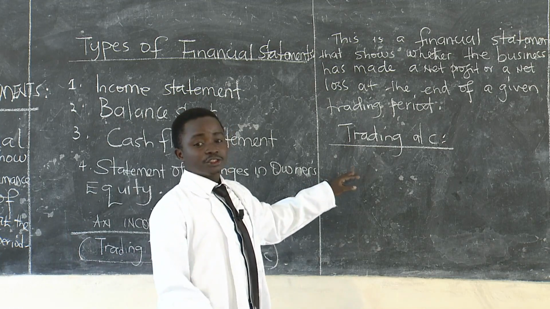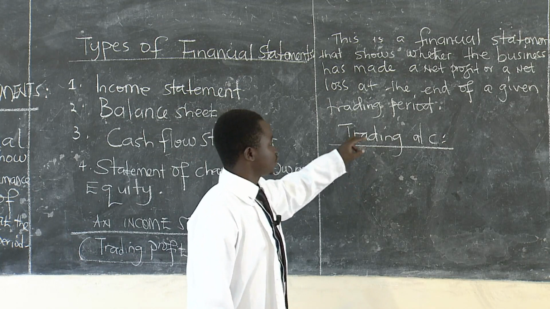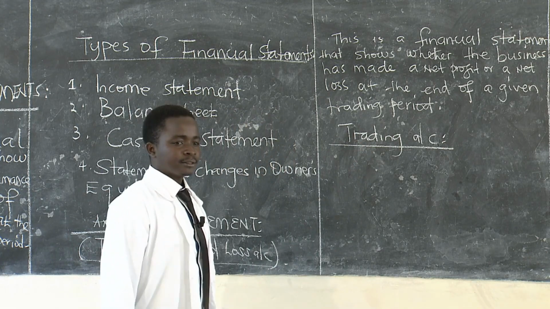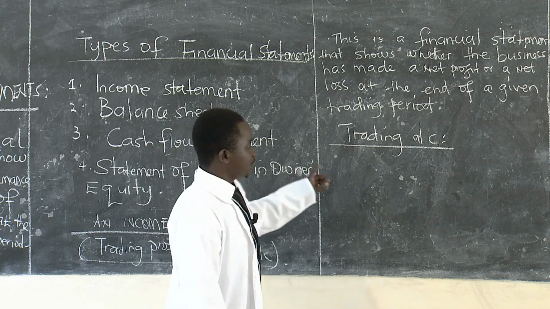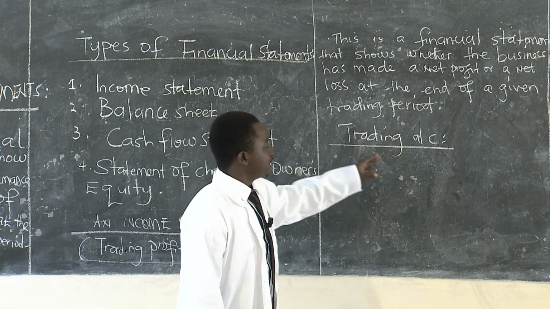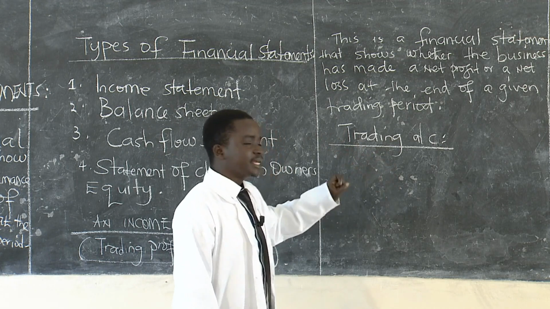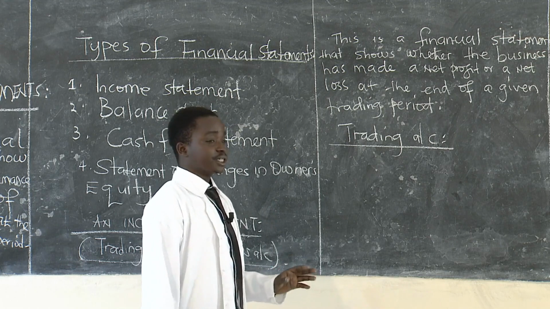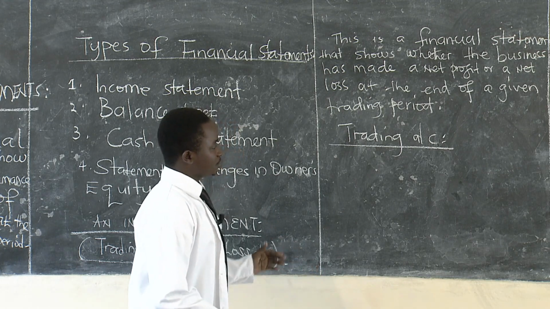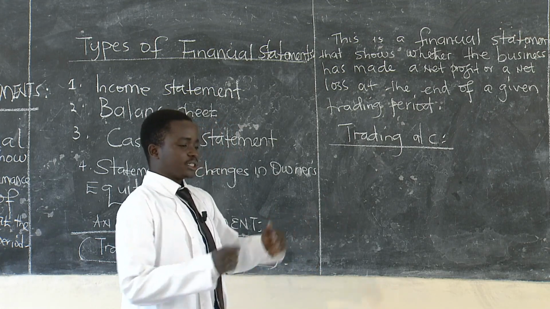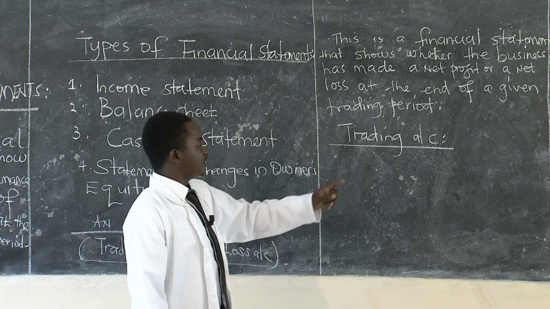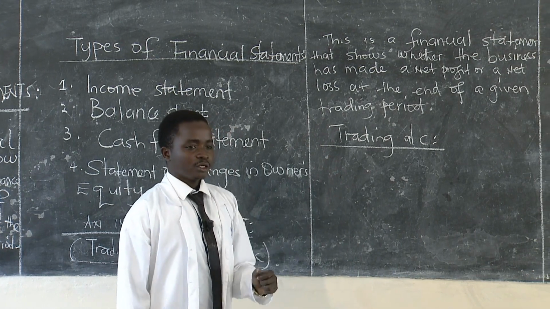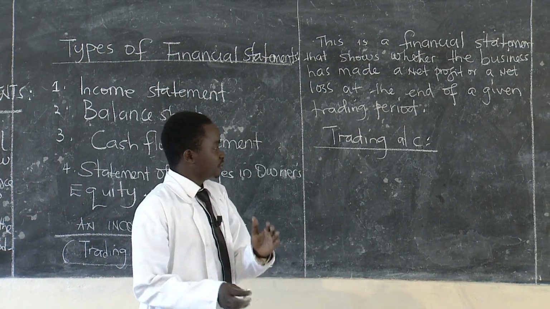So I want to first ask you, learners, what is trading? Trading is the buying and selling of goods with the aim of making profits. When you buy goods and sell them, you need to know whether you have made a gross profit or a gross loss. You have to find out whether you have made a gross profit or a gross loss.